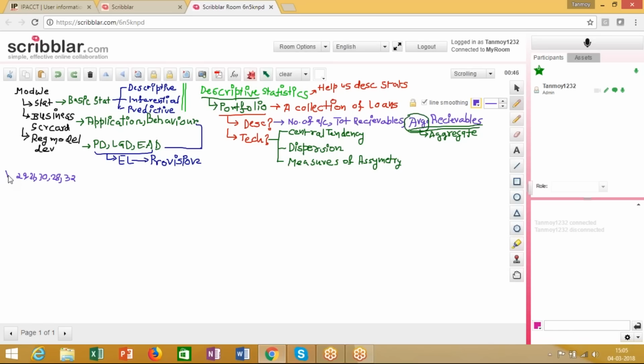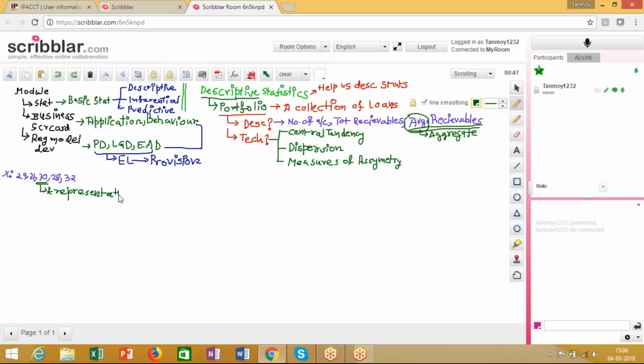There is a variable x which takes all these values. Now, if I am to summarize the behavior of this variable x, the first thing that I need to know is what is that value around which all the other observations of x tend to cluster. That is called a measure of central tendency. A measure of central tendency will help us identify a representative value for a set of observations, a value using which we can represent the overall behavior of the data.